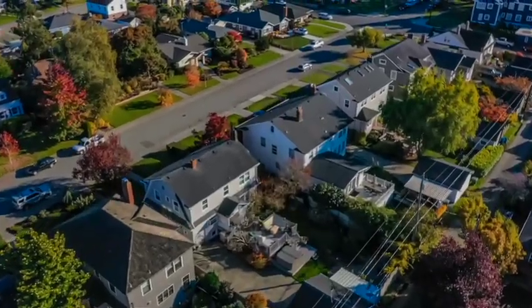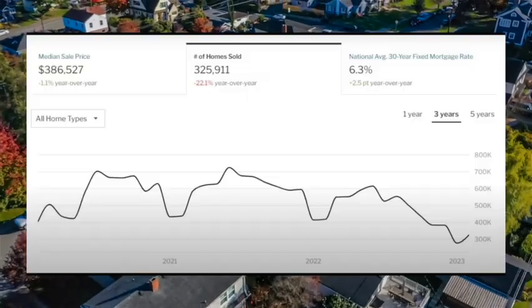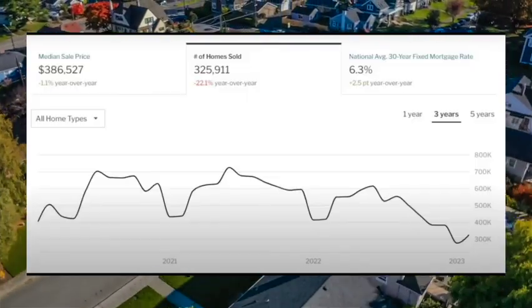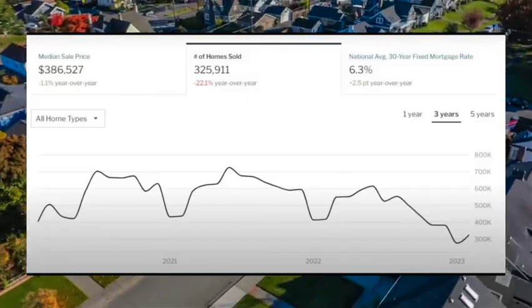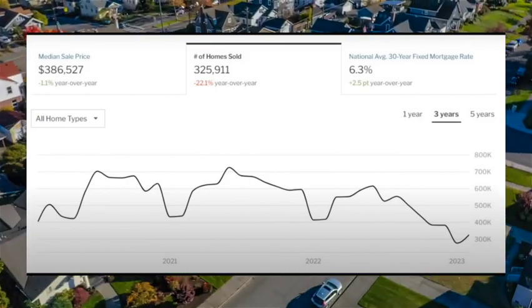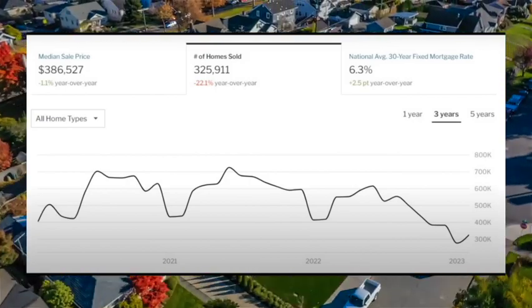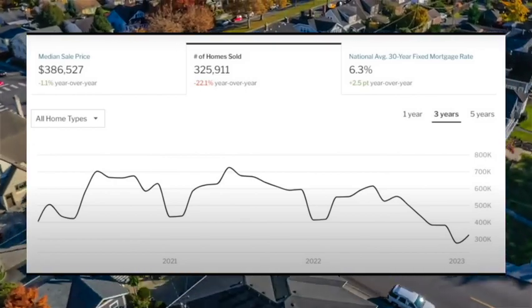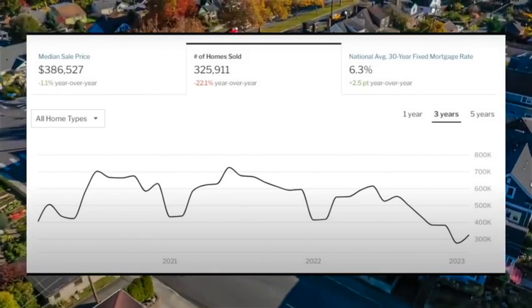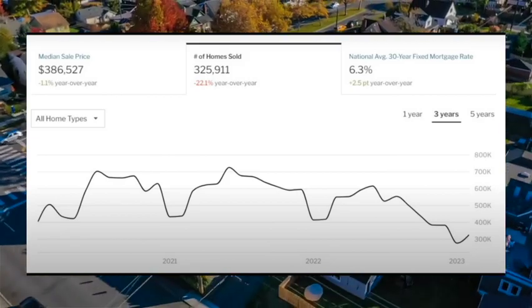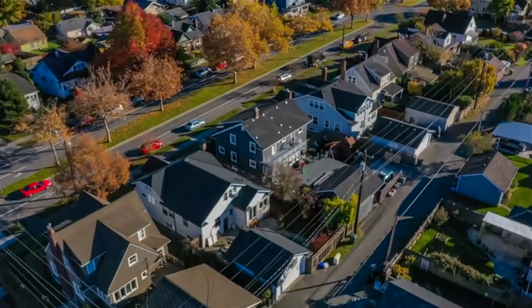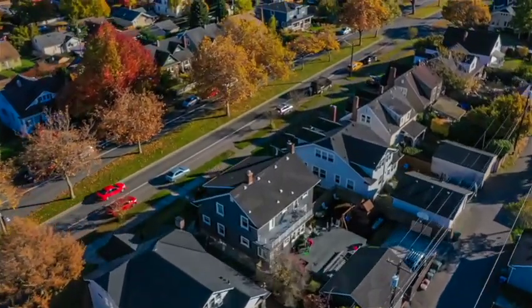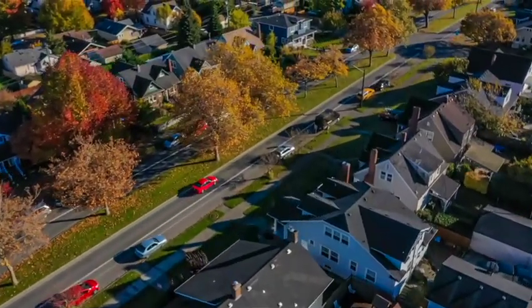Now I'd like you to shift your attention to this 3-year chart, which shows the number of homes sold each month. Year over year, there's been a decline of 22.1%, which is an improvement from January's 33% year-over-year decline. However, it's worth noting that the number of homes sold in February is higher than January, but this can be attributed to seasonality. Despite this, the number of homes sold is still at lower levels compared to prior years.